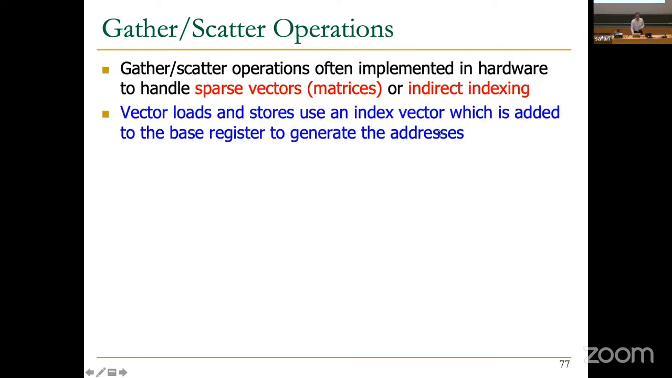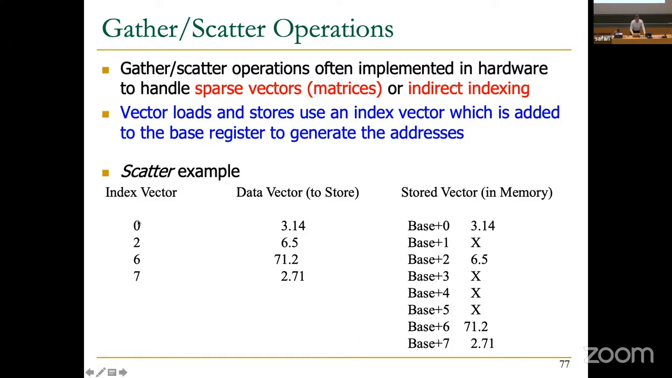Vector loads and stores use an index vector, which is added to the base register to generate the addresses. Let's take a look at an example of a scatter, not gather. So this is our index vector. These are the locations from a base address that we're going to store this data vector to. Now, this is a simple example. We have only 4 elements, but what this means is that the vector should be stored this way in memory.